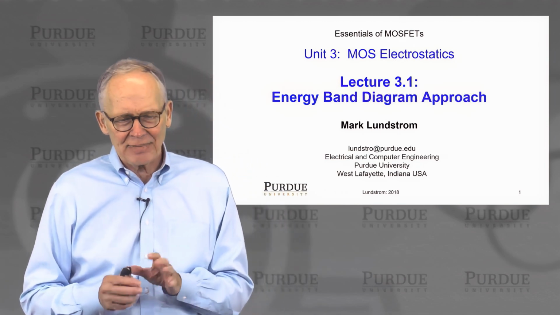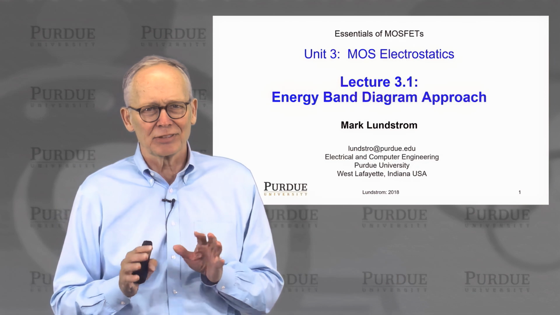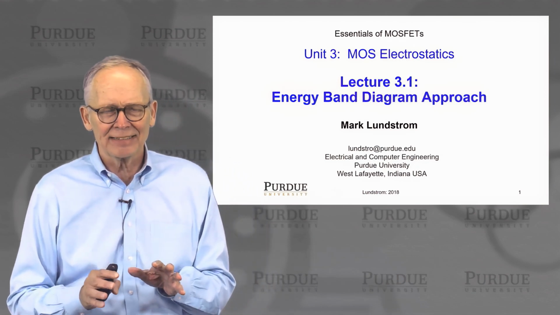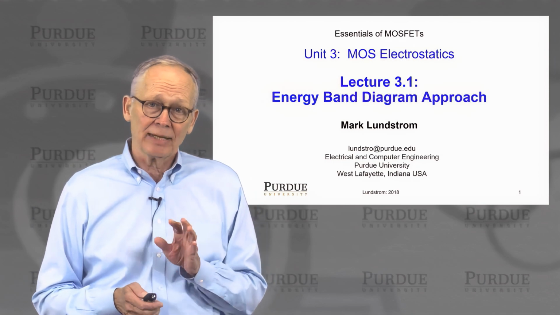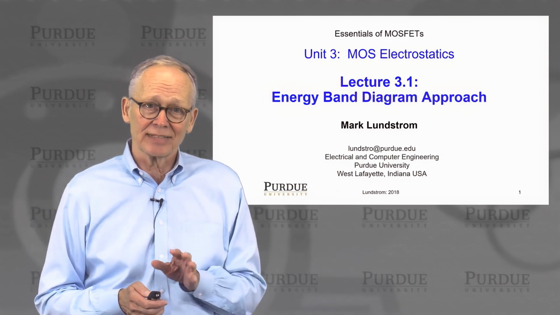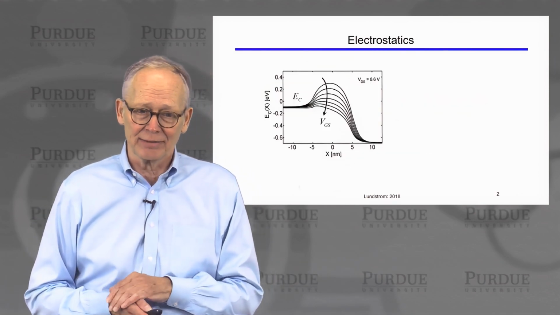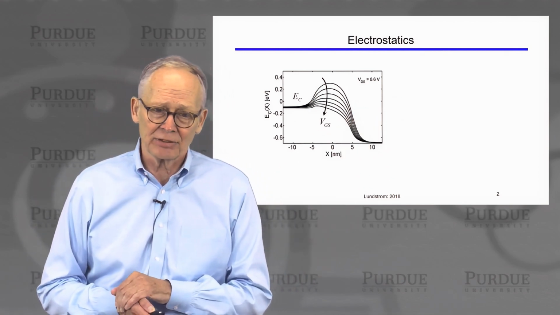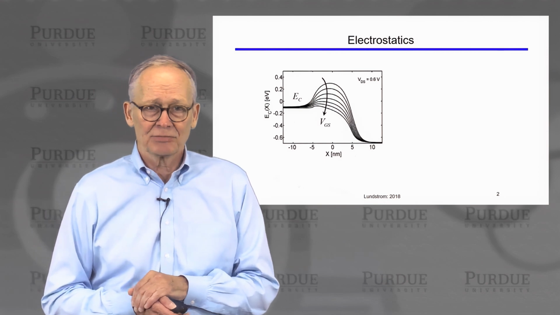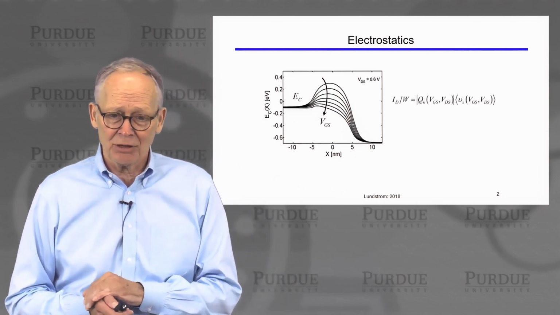Now, just as energy band diagrams are useful for understanding any device, it's a really good place to begin. We're going to begin by understanding MOS electrostatics through the use of energy band diagrams. So we use these energy band diagrams to understand current flow. Current flows when we push energy barriers down.